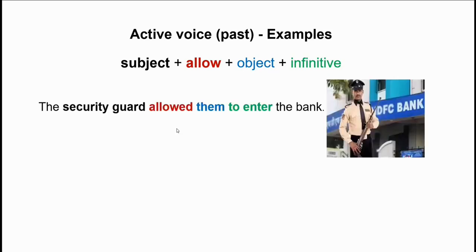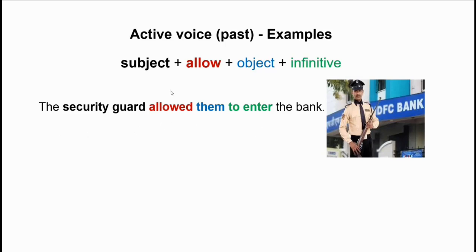Okay? Let's look at some examples of the active in the past. Again, this will help you understand the passive. So it's the same form: subject plus allow, but allow here will now be in the past tense, followed by the object and the infinitive. For example, the security guard allowed them to enter the bank.